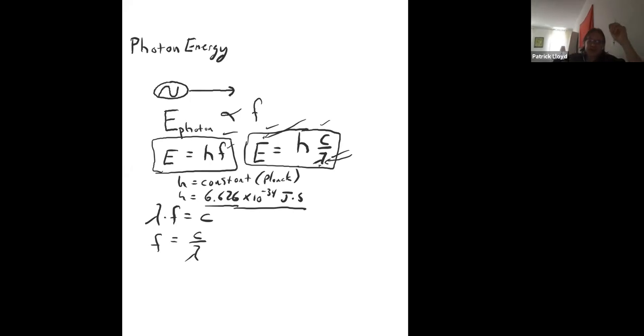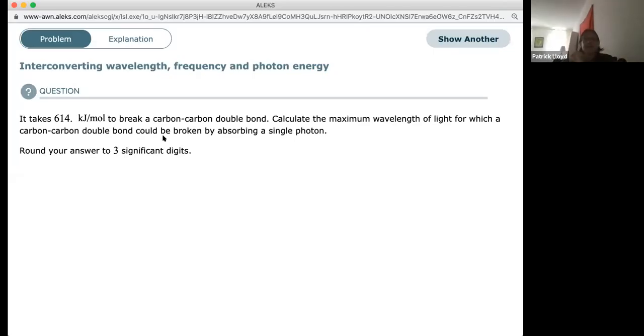Okay, so let's take a look at that problem again in the context here. There's a units issue that we'll go over, but I want to show this to you. They're telling you how much energy it takes to break a carbon-carbon double bond. We'll talk more about that as we move through the course. Calculate the maximum wavelength of light for which a carbon-carbon double bond could be broken by absorbing a single photon. So in other words, if you have a photon with the same amount of energy as that double bond, and it gets absorbed by the double bond, it could break that double bond. That's essentially the idea.